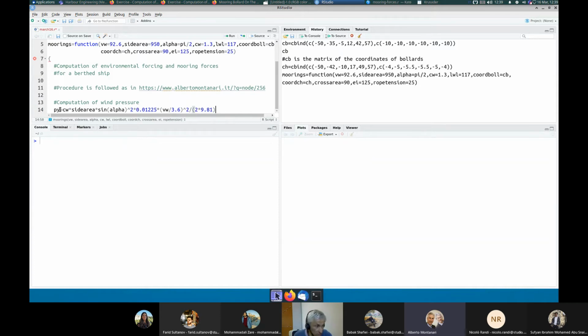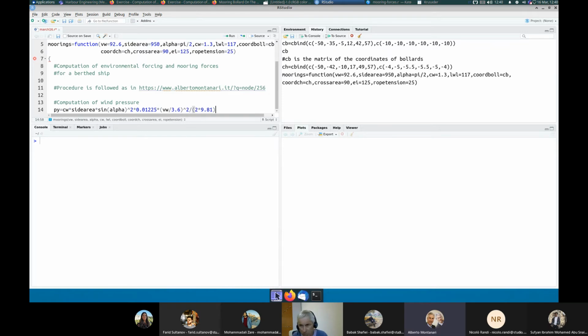I think I used the same symbol that I used in the web page, but in any case, we can see that it's given by, as I remember, CW times side area, and then there is the sin of alpha, which is 1 because the wind is perpendicular, and then it's squared, and then there is the density of air, the wind velocity, divided by 3.6, and there is g at the denominator, divided by 2. Okay, 3.6, let us check.